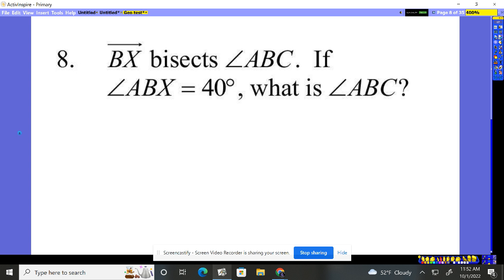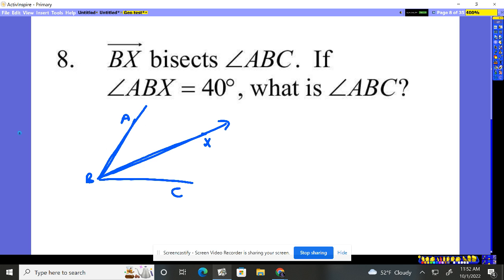All right, number 8, BX bisects angle ABC. So it's one of those again. I got A, I got B, I got C, I got the angle, and BX is cutting it again in half. So here's BX cutting it in half. It says A down to B to X, that angle is 40. If he is 40, this guy is 40. And it now says, what is A to B to C? What's that whole angle? 80 degrees.